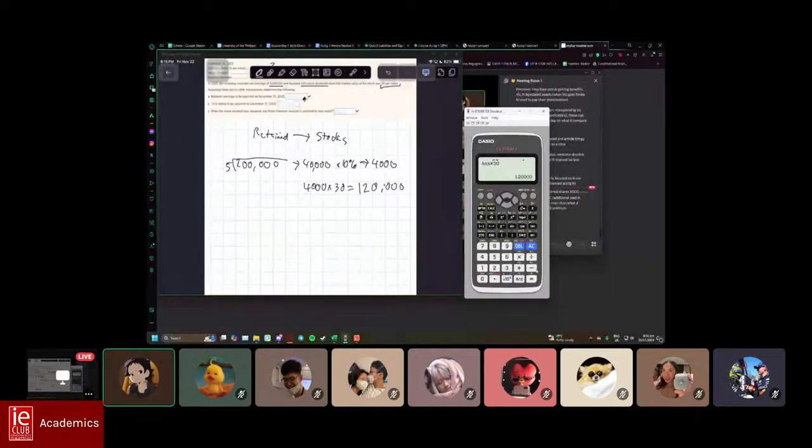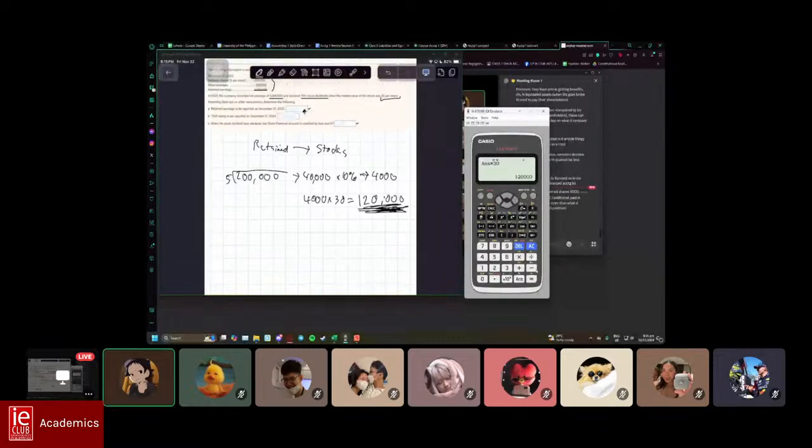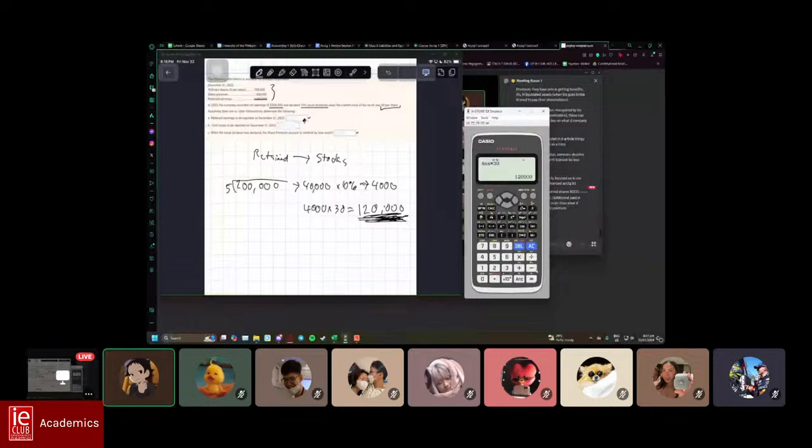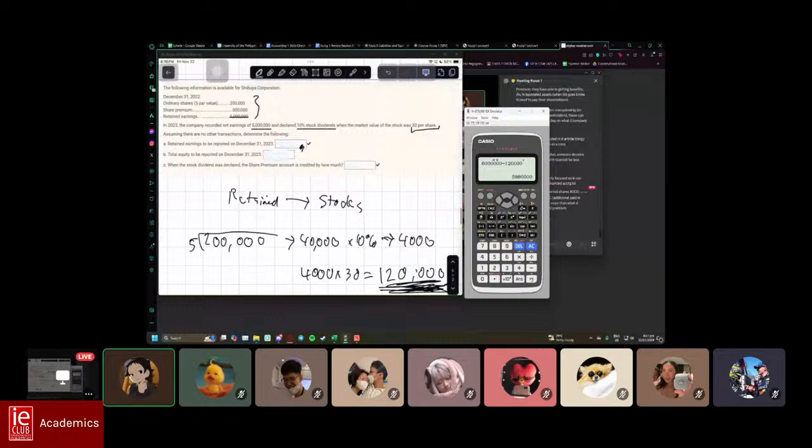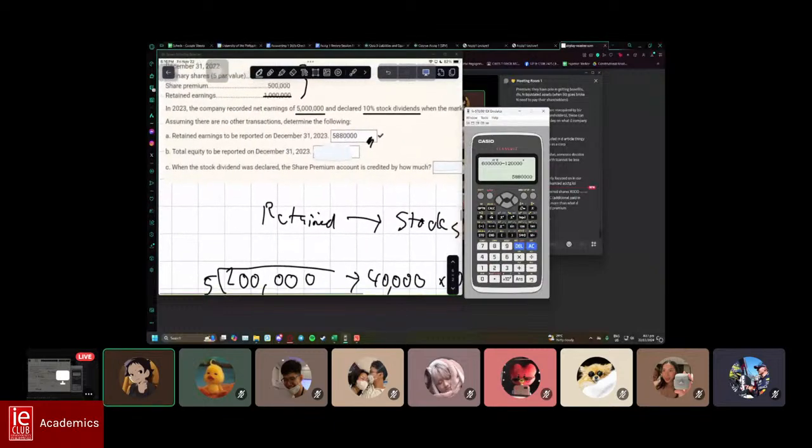So we know now we're going to be issuing 120,000 worth of stocks, but this 120,000 needs to come from somewhere, and it's not going to come from our investors because that would defeat the whole point of a stock dividend. So this dividend is still going to come from the retained earnings. So our original 6 million that we computed earlier for the retained earnings is going to be deducted by 120,000. So that's 5,880,000. That's the retained earnings for December 31, 2023.